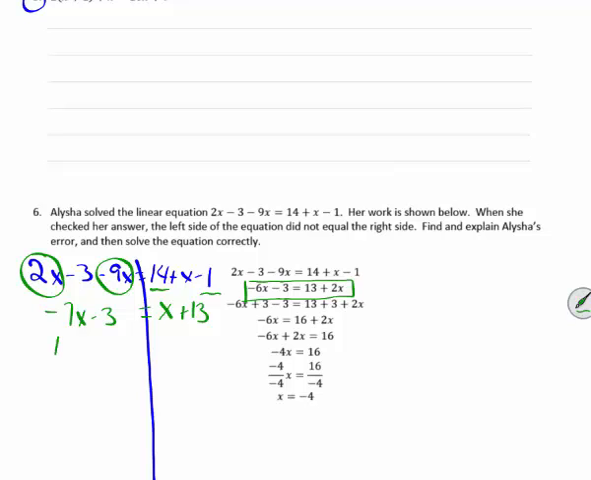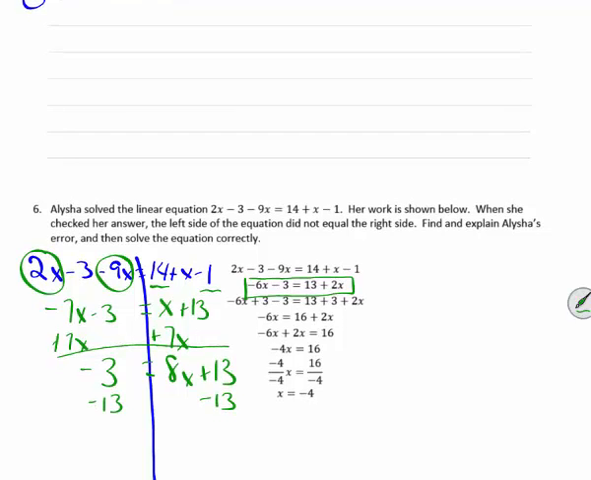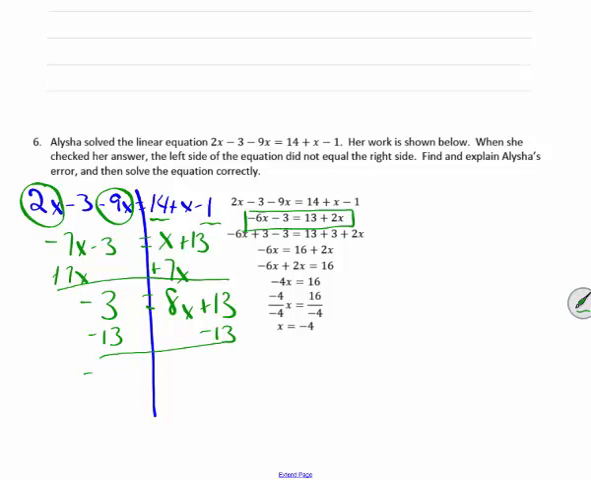So we're going to then add 7x to both sides. Negative 3 equals 8x plus 13. Subtract 13. And we're going to get negative 16 equals 8x. And then divide by 8. So negative 2 equals x. So there's the correct solution.